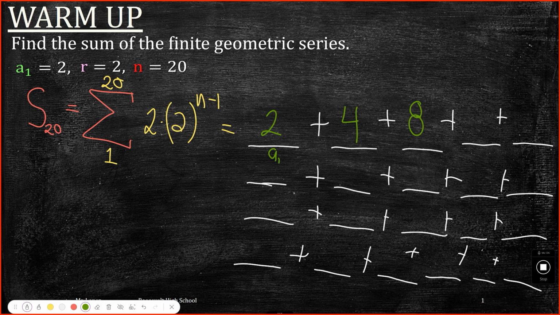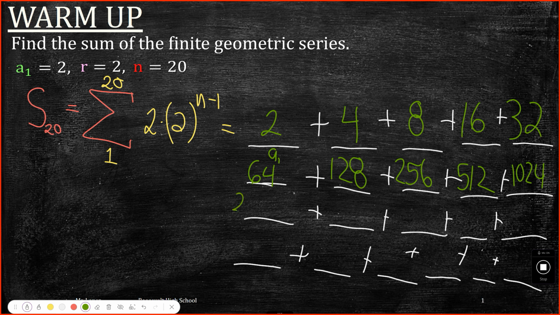2, 4, 8, plus what? 16, wouldn't it be 16? Then 32, 64. You guys got calculators, you can just take 64 and multiply by 2. 128. What else? 256, 512. Then what? 1,024.